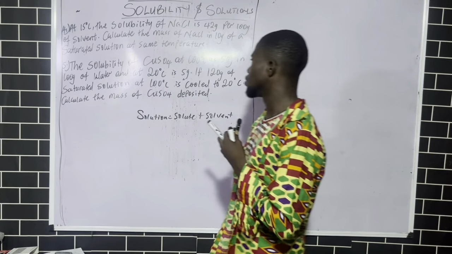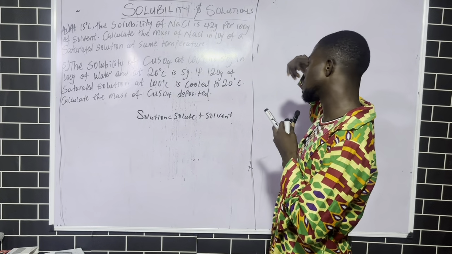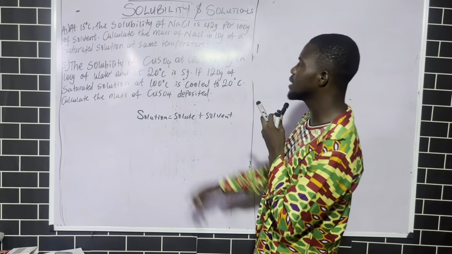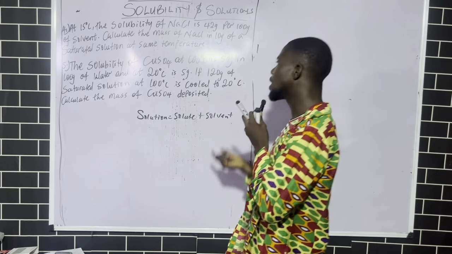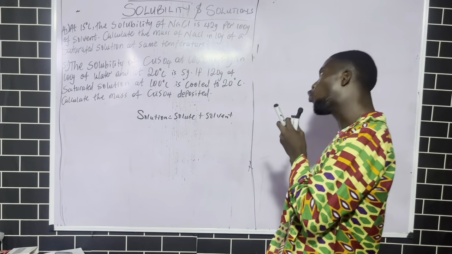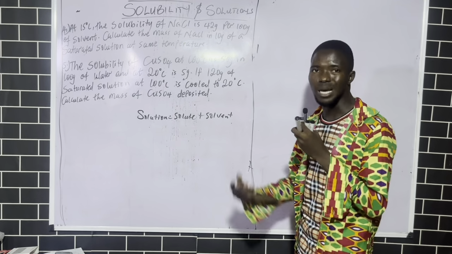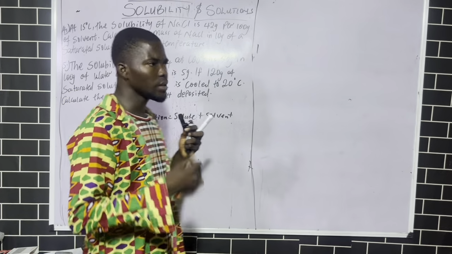Now look at the next question. Now look at it very well. You see, it says the solubility of copper sulfate at 100 degrees Celsius is 50 gram in 100 gram of water, and at 20 degrees Celsius is 5 gram. If 120 gram of saturated solution at 100 degrees Celsius is cooled to 20 degrees Celsius, calculate the mass of copper sulfate deposited. This is very, very easy.